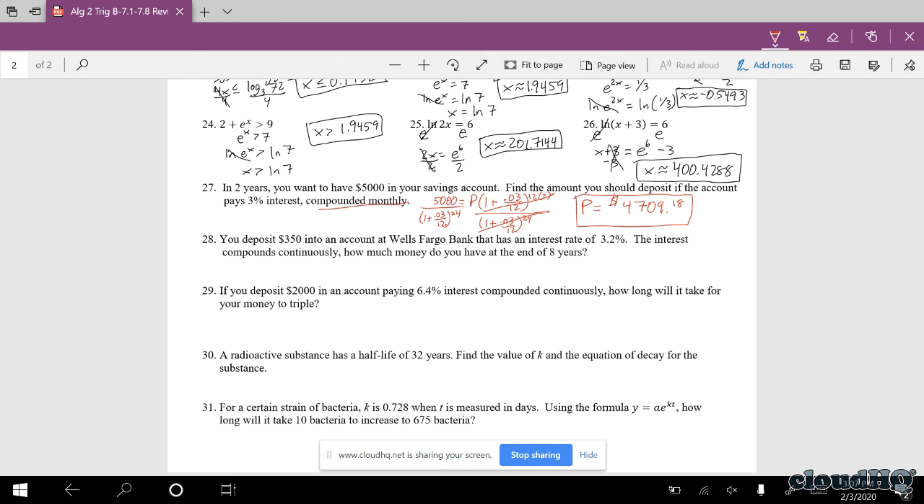28. Interest is compounded continuously. So we pick our equation accordingly. We're trying to figure out what our balance is at the end. We know our initial amount is $350. Since it's compounded continuously, it's e to the power of our rate. Change it to a decimal, so 0.032 times the number of years, which is 8. Plug that into your calculator, and you see your final answer, $452.11.